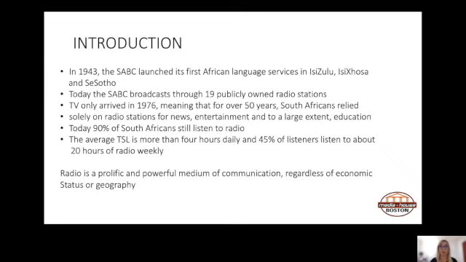Okay, so that's a lot. That's a lot of radio listening. Think about yourself and how often you personally listen to radio, or how often your parents still listen to radio. If you get in a car, I'm sure you're listening to a radio station. So radio is a prolific and powerful medium of communication, regardless of our economic status or regardless of geography. It doesn't matter where you are.